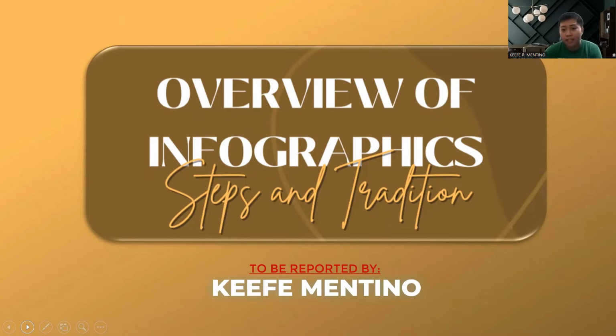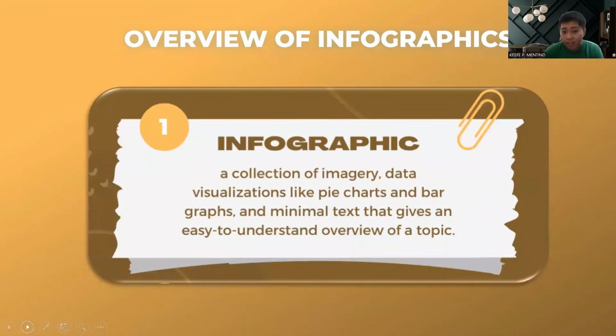So what is an infographic? According to Venngage.com, it is a collection of imagery, data visualizations like pie charts and bar graphs, and minimal text that gives an easy-to-understand overview of a topic. It says that there are 7 types of infographics based on their uses. We have the timeline infographics, the data visualizations, the anatomy, the processes, the how-tos, the comparisons, the lists, and the maps.